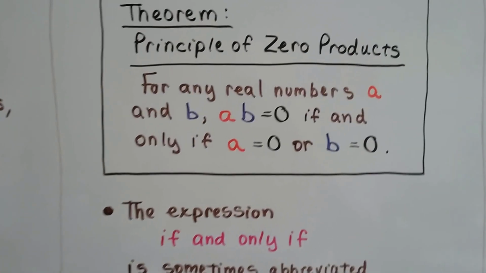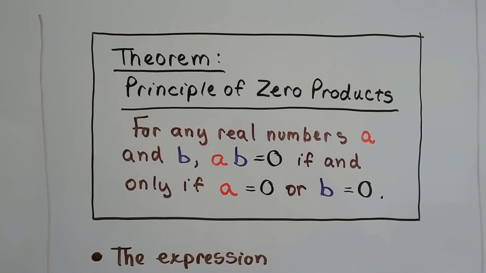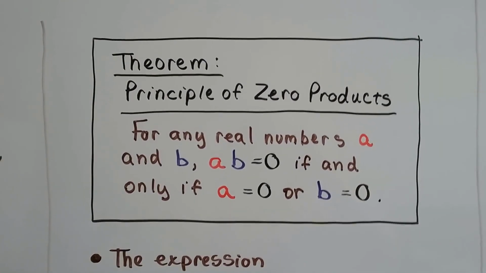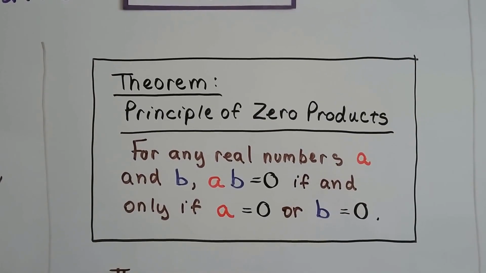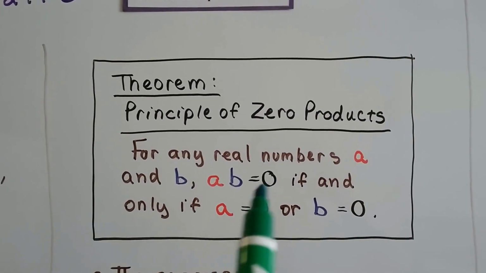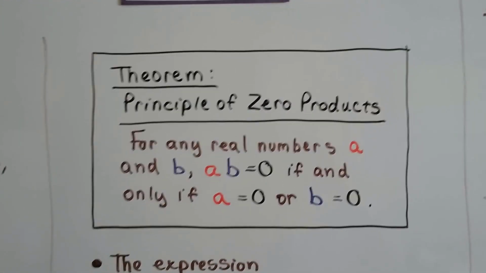So I have a theorem for you. It's the principle of zero products. It says for any real numbers A and B, A times B equals 0 if and only if A is 0 or B is 0. For that product to be 0, either this or this has to be a 0.